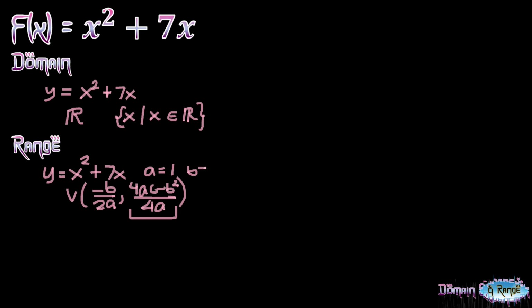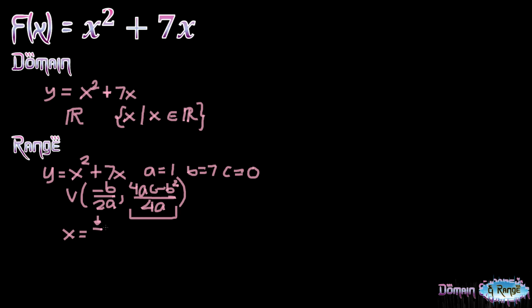B is the coefficient of your x term, positive 7. And C, since there's no constant, is 0. Now, of course, you could always plug in all of this to solve for the value of y. But you can simply use the shortcut result here, and we're also going to use this one because we're going to illustrate a graph of it later.